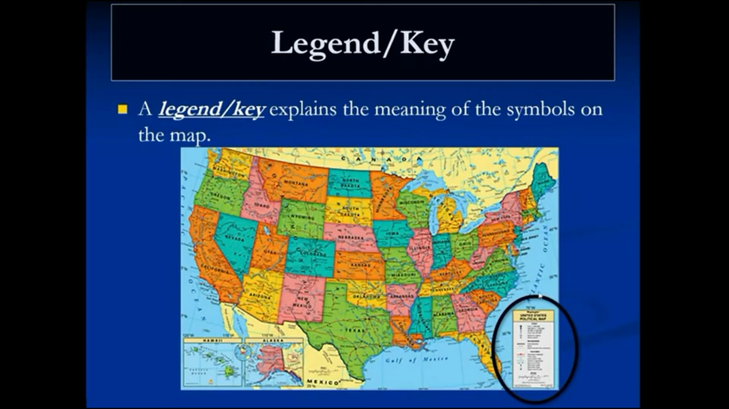And here it is, right here. It's got different colors on it. I know it's a little tough to see, but this is where you would go to understand what all these different colors, all the symbols, all the different little things that you see on a map. To find out what those things are, you look at the legend or the key.